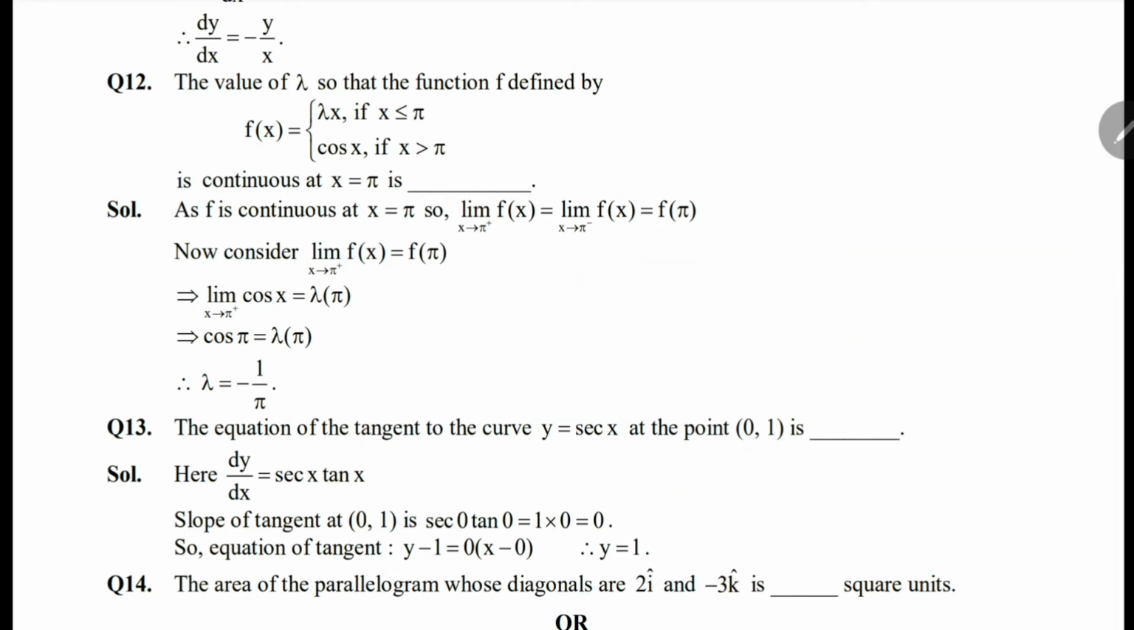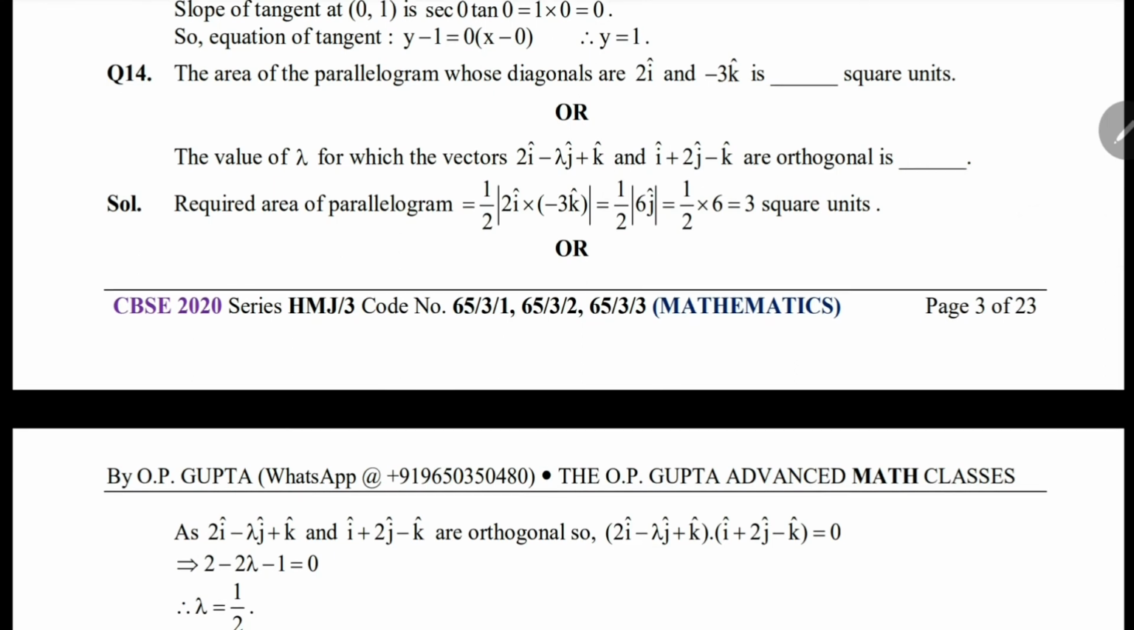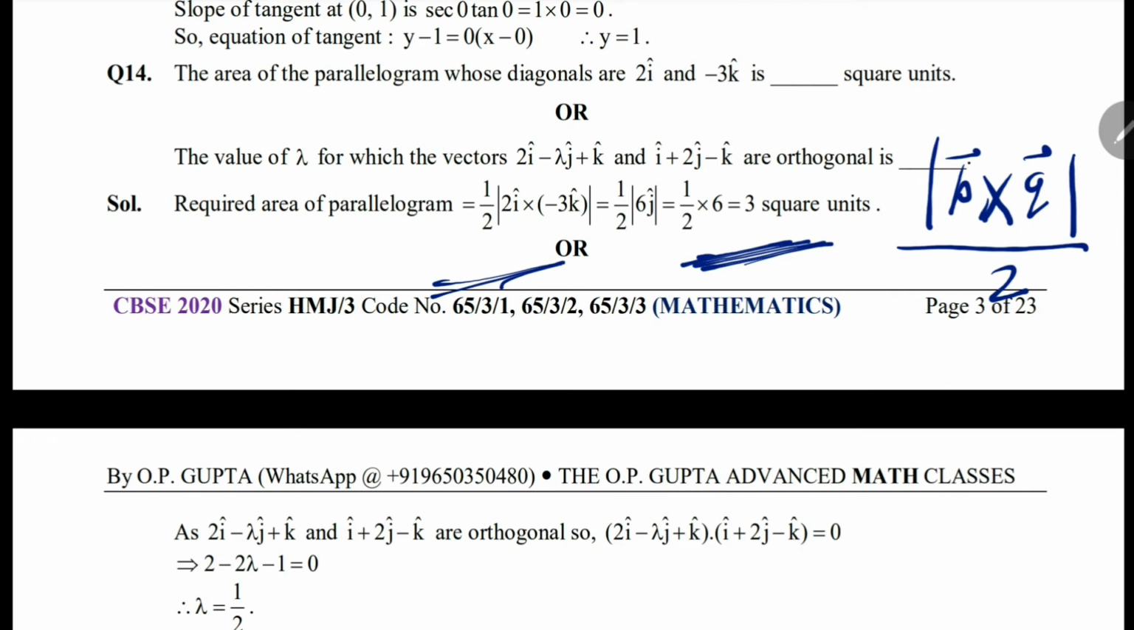Now moving to the next problem, question number 14. They are asking you to obtain the area of the parallelogram whose diagonals are given as 2i cap and minus 3k cap. I will give you the concept. If the diagonals are p and q for a parallelogram, then its area will be obtained by the magnitude of vector p cross vector q, divided by 2. So this is the formula that we can use to obtain the area of the parallelogram.